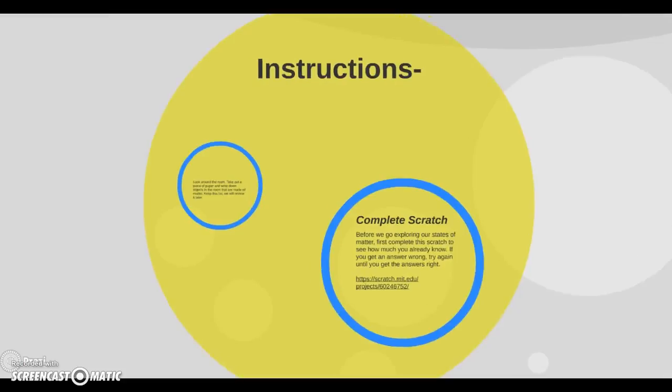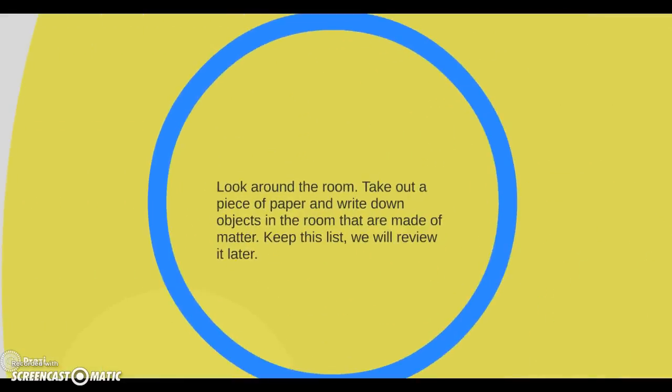Okay, so what I need you guys to do right now is look around the room. Take out a piece of paper and write down the objects in the room that are made out of matter. So go ahead and do that. I'll give you guys a couple minutes and then we'll move on. But keep this list because we will review it later on in class.